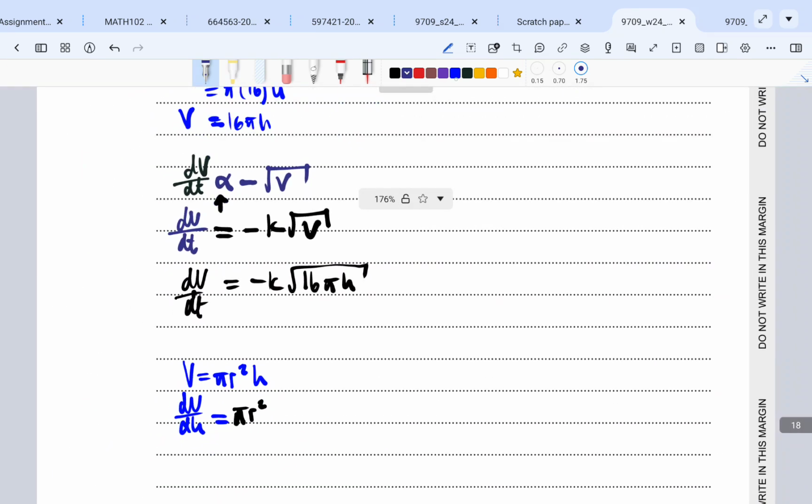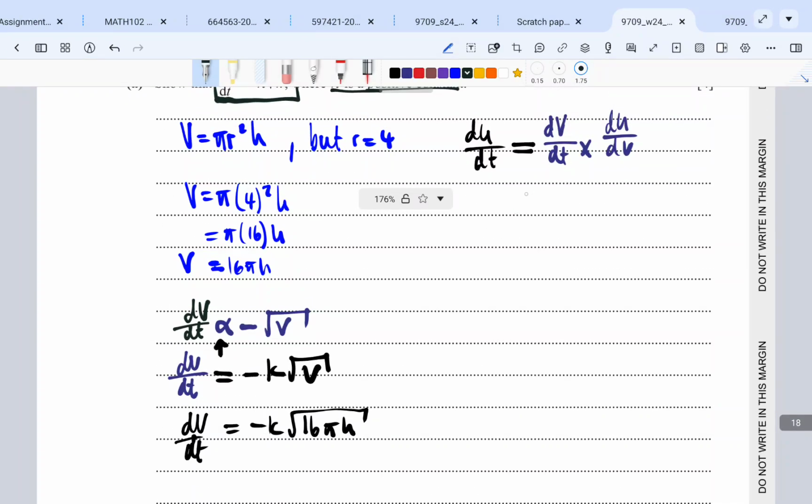How do I get dh/dv? I'll say dv/dt times 1 over dv/dh. Okay, that is how you get dh/dv. It's 1 over dv/dh.